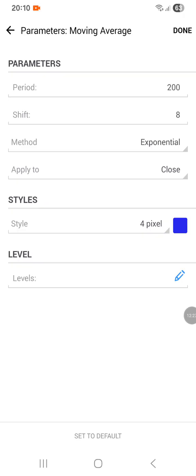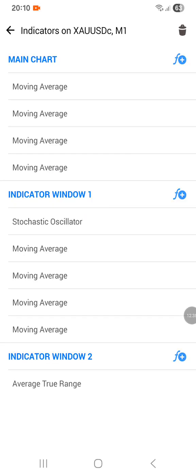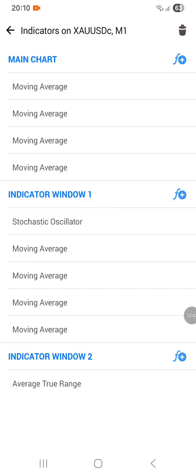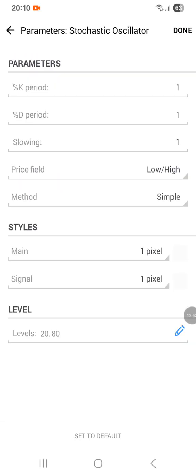So this purple or blue color 200 EMA with shift 8 is the one you use as your stop loss moving average. When all moving averages go above it, that's your bullish trend. And when all moving averages drop below it, that's your bearish trend. You allow a retest before you start to enter your trade. For the stochastic oscillator, you have the percentage K, percentage D, and slowing parameters. Of course, the price field is low/high.